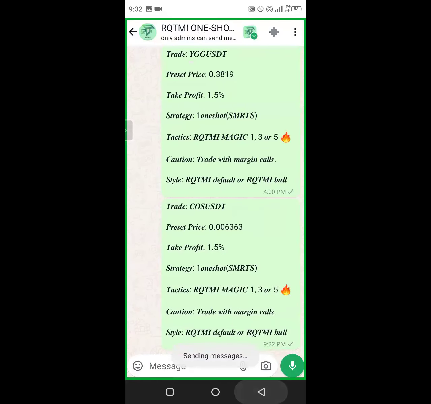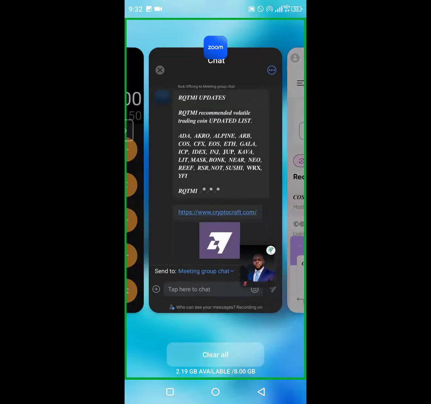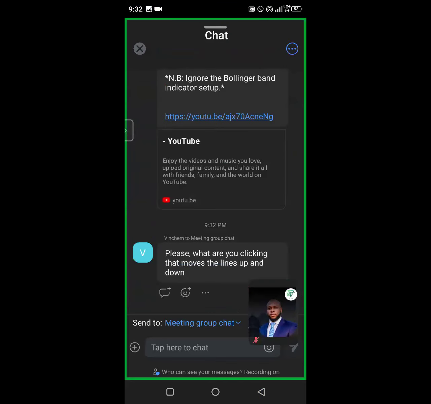So let's see. That's it. This is how it works. So you all observe. Do you all understand? If you understand what I've just shared, you are saying, what am I clicking? You need to watch the video that shows how to move the lines up and down. Watch the video that helps you, guys.